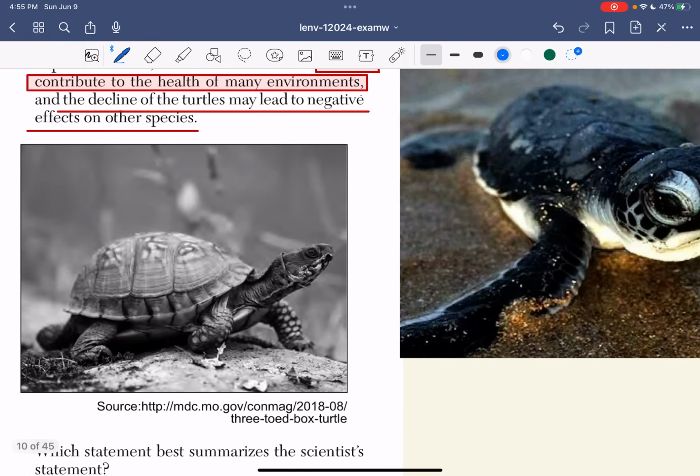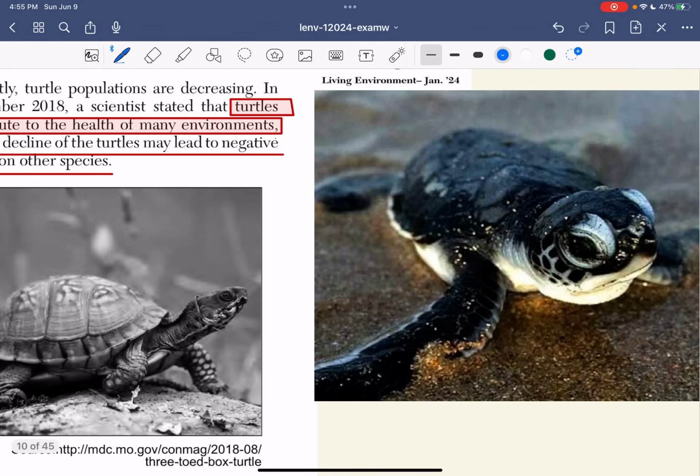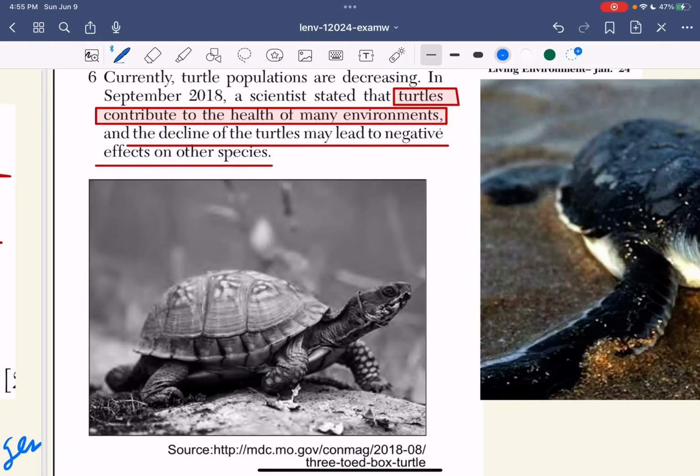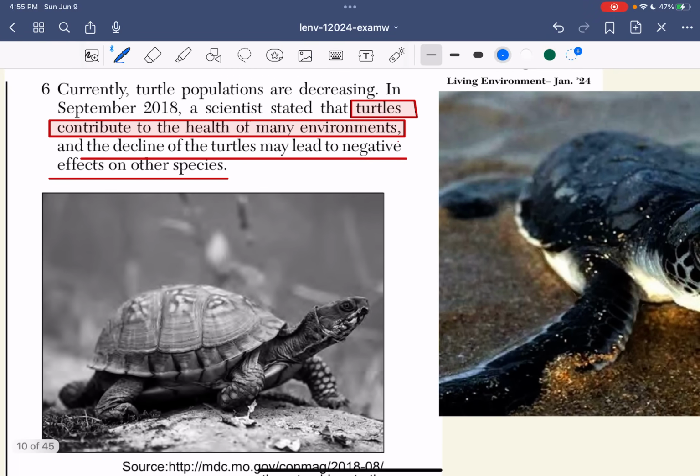Number 6. Now, this picture of this turtle, it's not relevant. I just find turtles to be super cute, so I put a cute baby turtle there. Okay, number 6, let's get started.